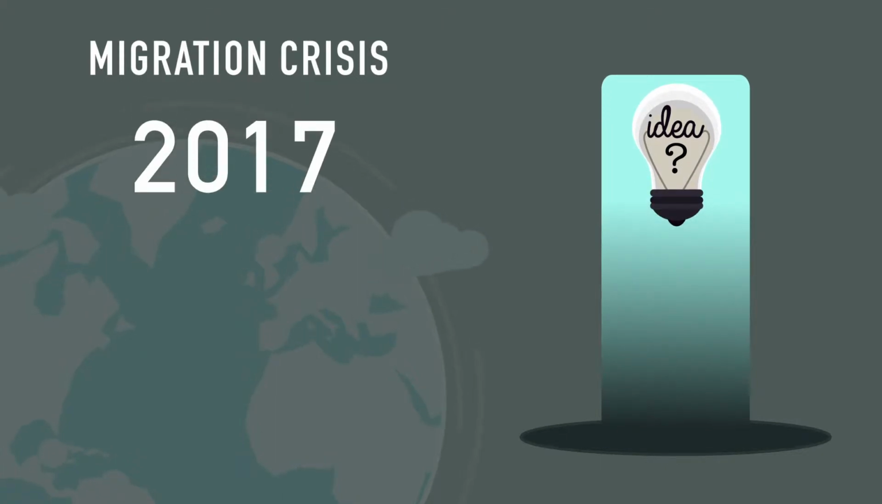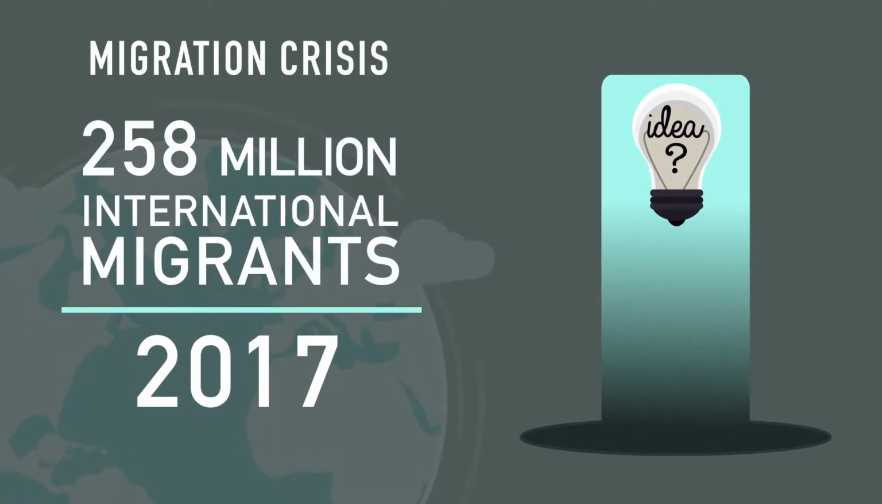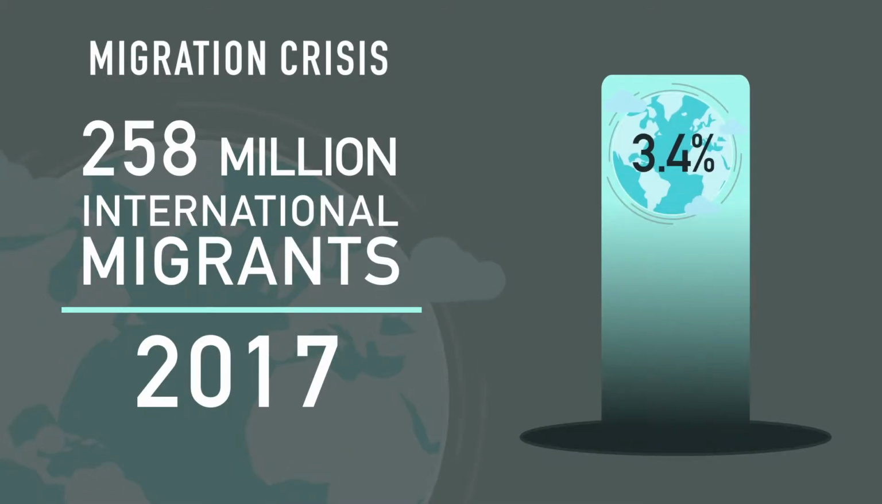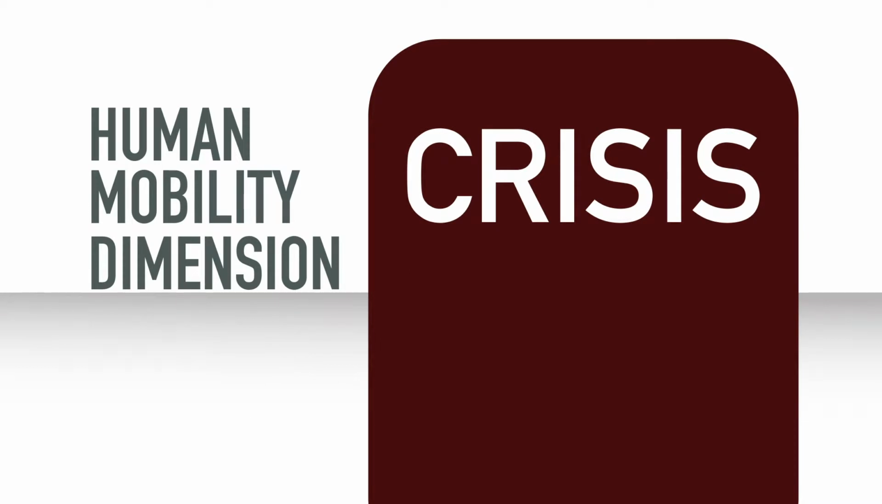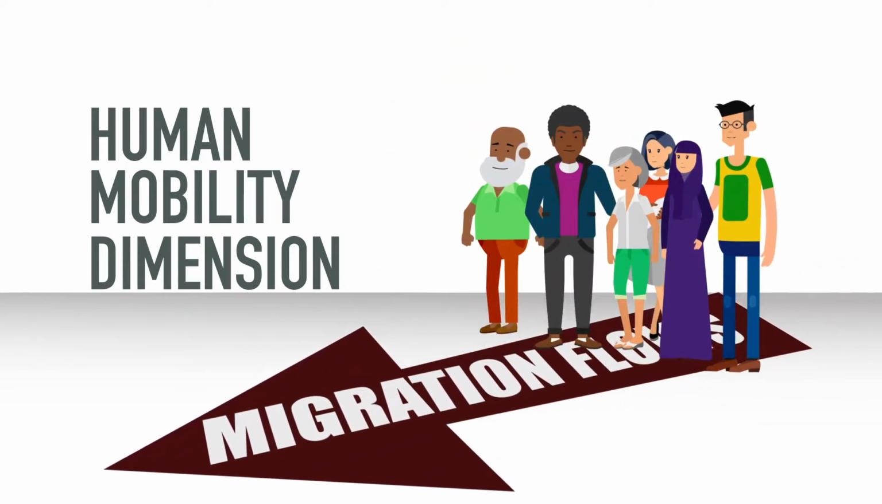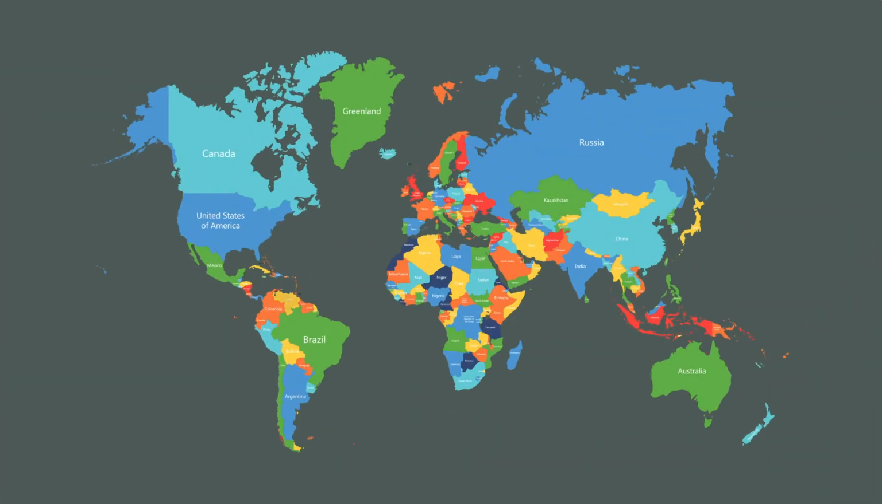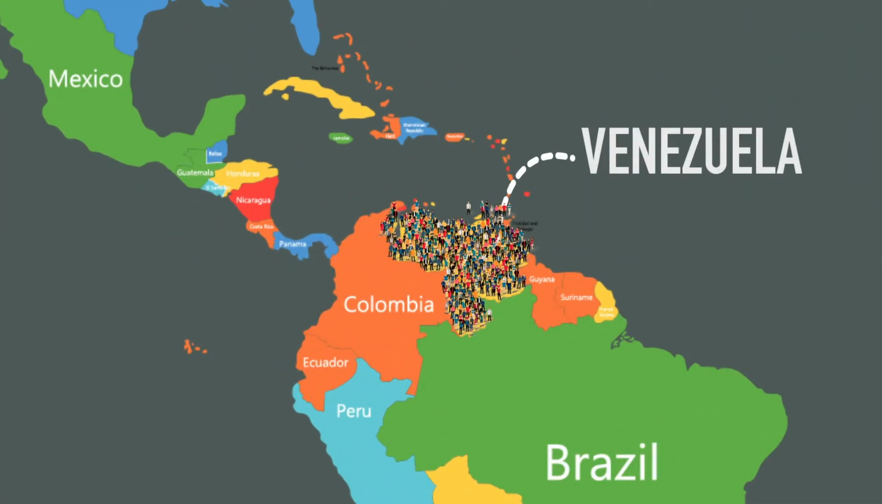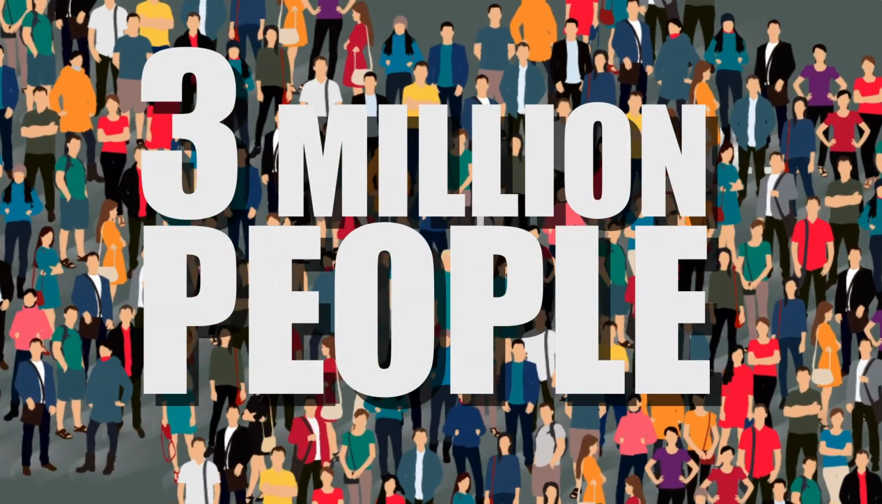In 2017, 258 million people were international migrants. This represents 3.4% of the world's total population. The human mobility dimension of crises is increasingly relevant as crises produce more complex and large-scale migration flows. The current situation in Venezuela, for instance, has caused the migration of more than 3 million people.